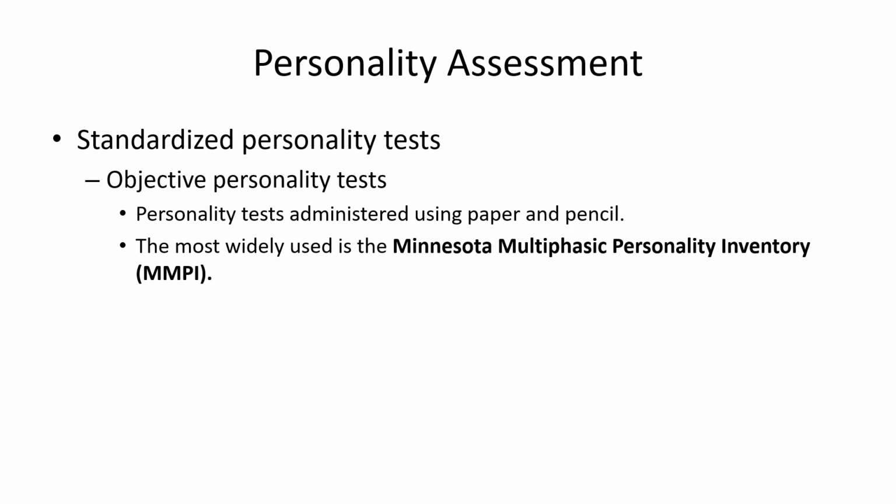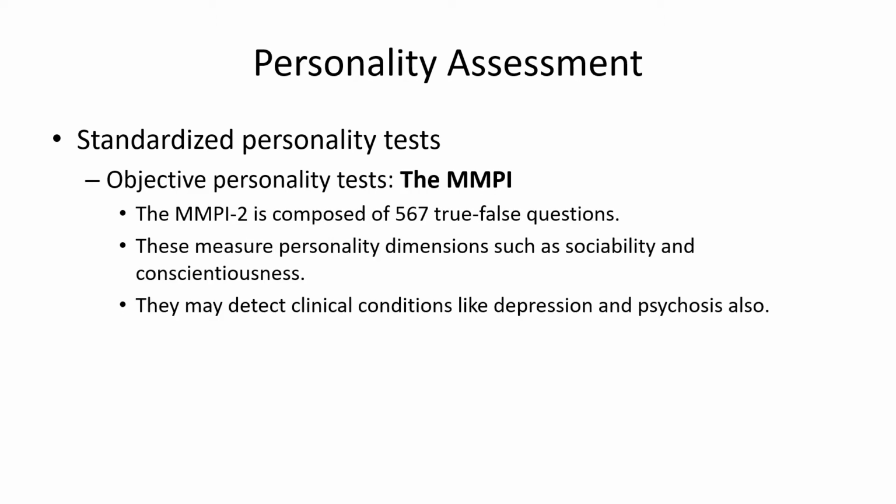So objective personality tests, these are the ones that have the most evidence base behind them, and the number one is the Minnesota Multiphasic Personality Inventory, or the MMPI. It's 567 true-false questions. They measure personality dimensions such as sociability and conscientiousness, the big five. They can also be used to detect clinical conditions like depression, psychosis, PTSD, substance use. It's really a pretty versatile tool.